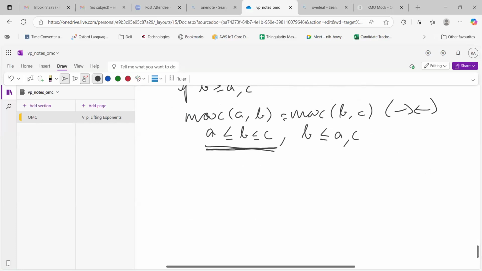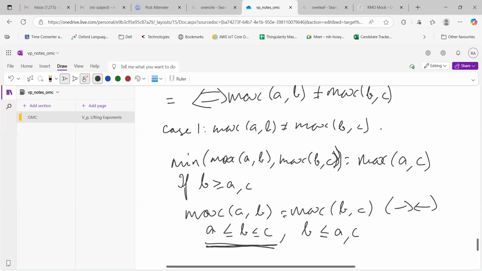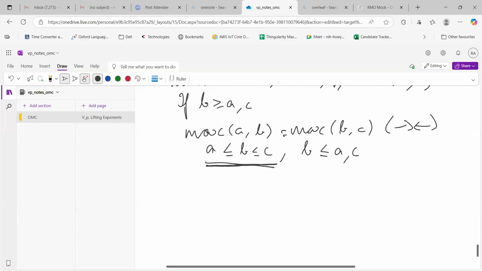B equals C. Okay, yes. And why is that? Because max of A and B is B and max of B and C is C. Exactly. But B equals C implies that max of A comma B is equal to max of B comma C, and that's a problem, right? Also a contradiction, which leaves us with this case: B is less than or equal to A and C.